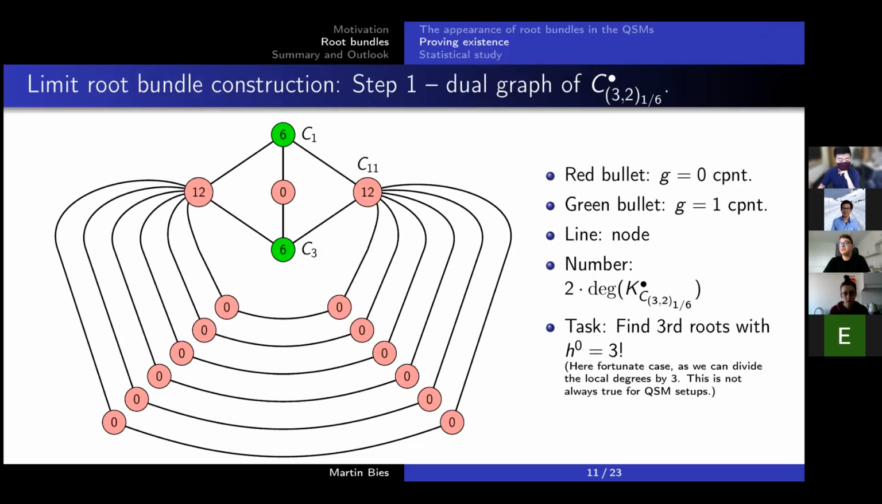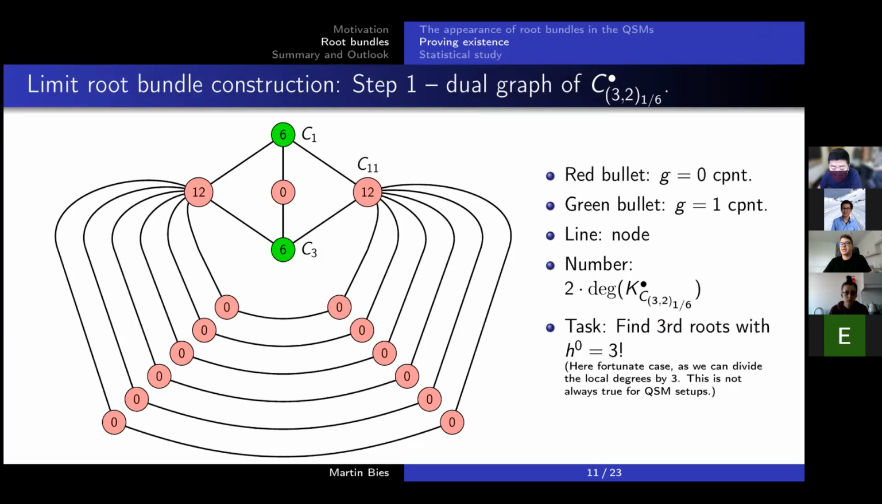A red bullet here indicates a component of that curve which is genus 0. A red one is a component with genus 1. Any line here indicates a nodal singularity among them. And the degrees that I'm noting down here are the degrees of 2 times the canonical bundle on that curve. And our task is to find third roots of that, with, in addition, the property that they have h0 equals 3.